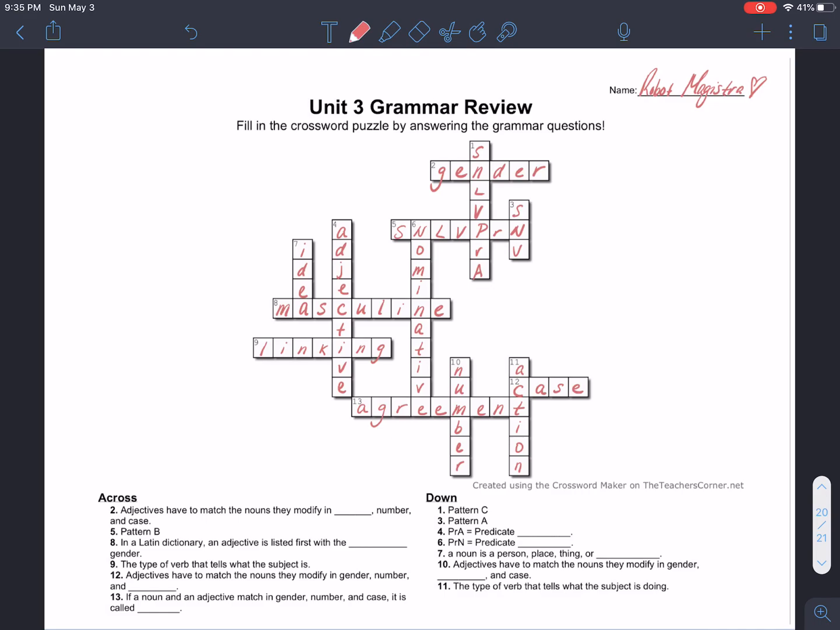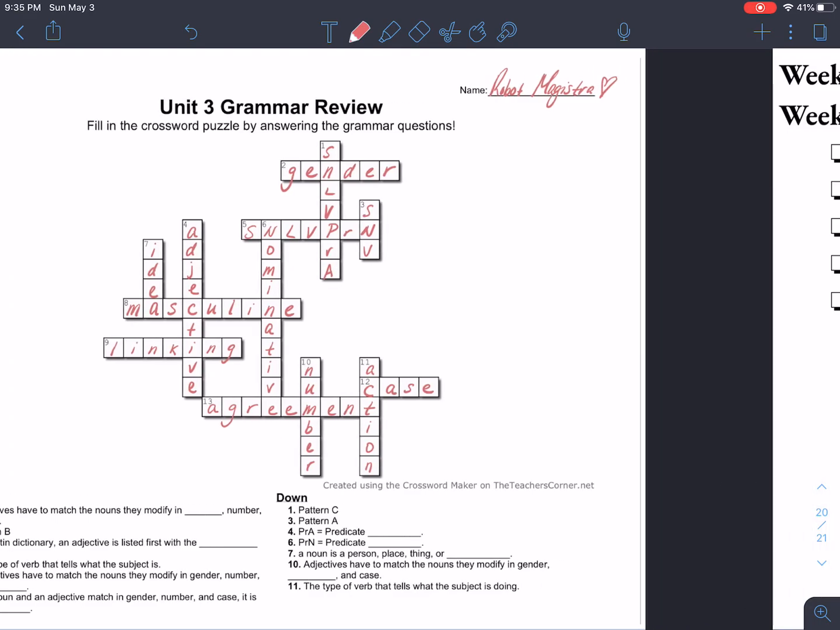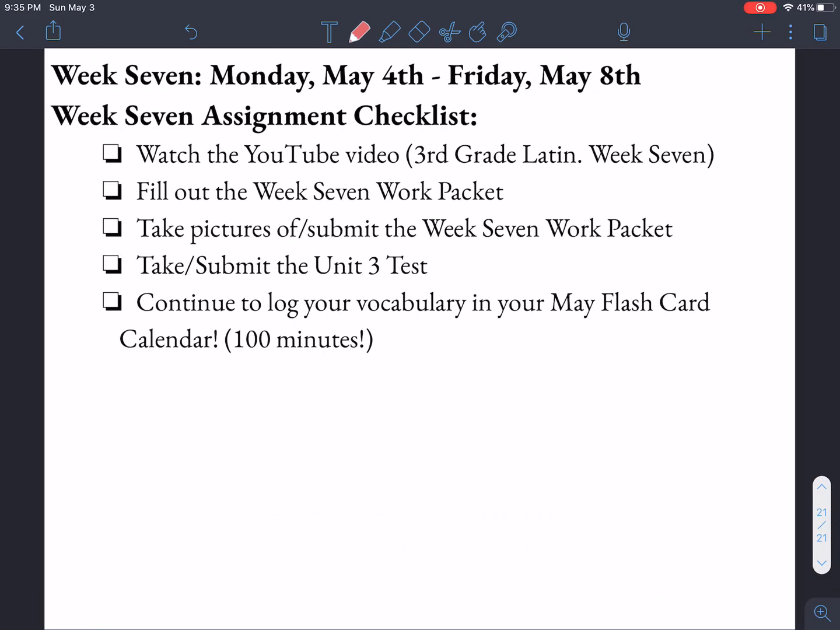If not, I'm going to move right ahead and tell you what you need to do for the rest of the week. Okay, so right now what we've done, we've watched the YouTube video, okay, that's this week. You filled out the week 7 work packet with Magistra. Sweet. Now what you need to do is you need to take pictures and submit the week 7 work packet so that I know you've completed your study. This is your study guide, okay? This week packet is your study guide, all right?